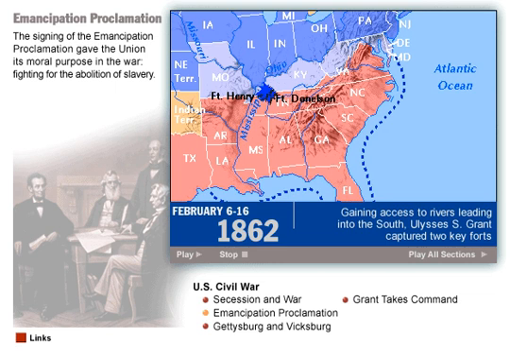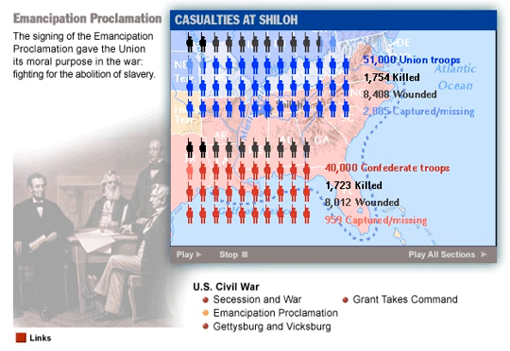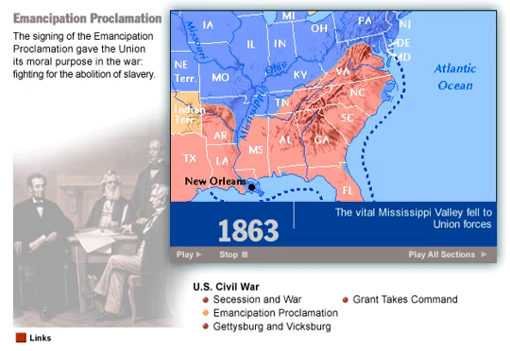Federal armies had better luck in the vast open spaces of the West. Gaining access to rivers leading directly into the South, Ulysses S. Grant captured 2 key forts, and in one of the bloodiest battles of the war, Shiloh, which cost 23,000 casualties, Grant held off a fierce Southern assault. To man the Southern offensive at Shiloh, the Confederacy left its largest city, New Orleans, undefended. By May, almost all of the vital Mississippi Valley fell to Union forces.